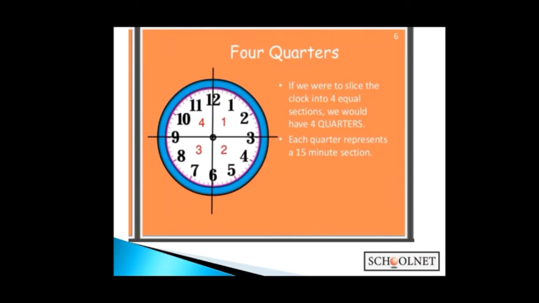So, 12 to 3 is called the first quarter. 3 to 6 is called the second quarter. 6 to 9 is called the third quarter. 9 to 12 is called the fourth quarter. So, each quarter represents 15 minutes. Totally, 4 into 15 equals 60 minutes. That we call 1 hour.